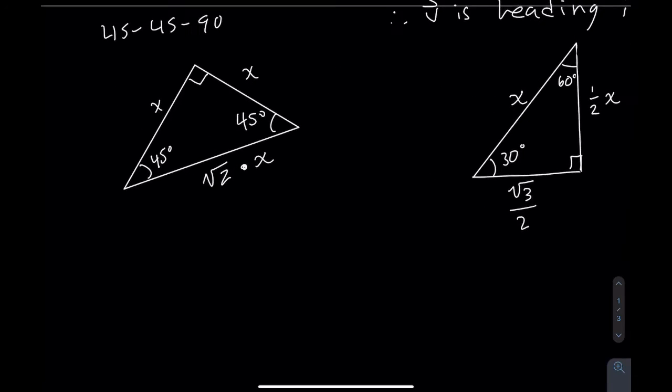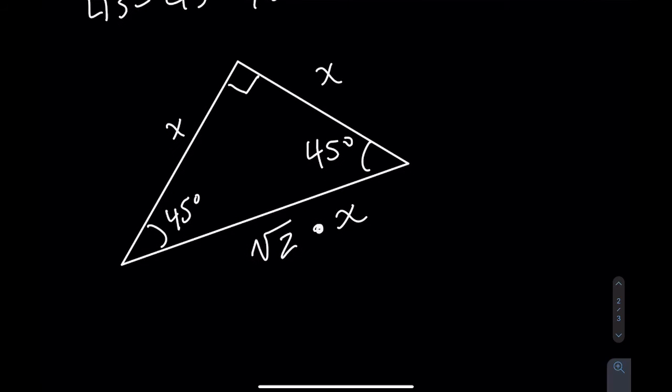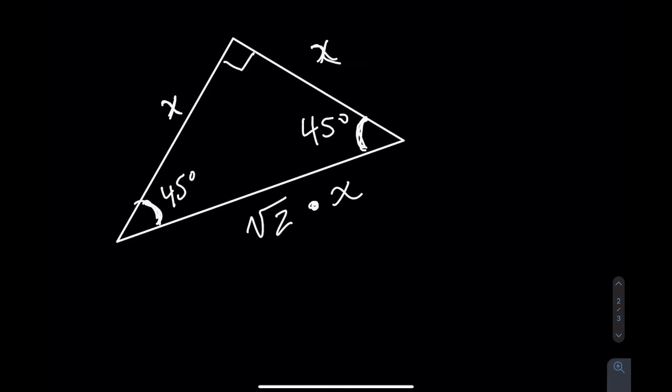So let's start off with this 45, 45, 90 degree triangle. The very first thing you're going to notice is that two of these angles are exactly the same. We have two 45-degree angles, which means that since the angles are the same, the two side lengths are also going to be equal. So we're going to have two side lengths that are equal in length.